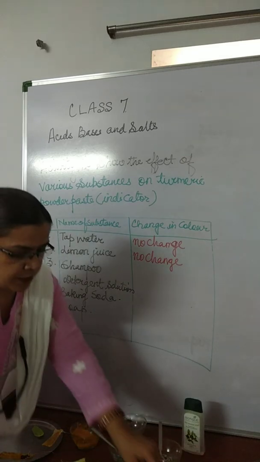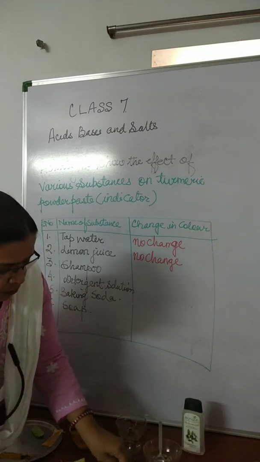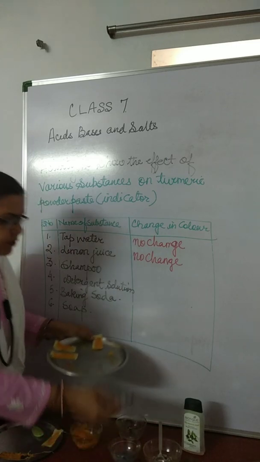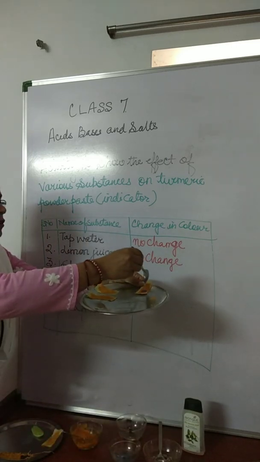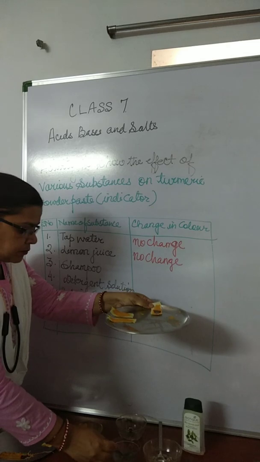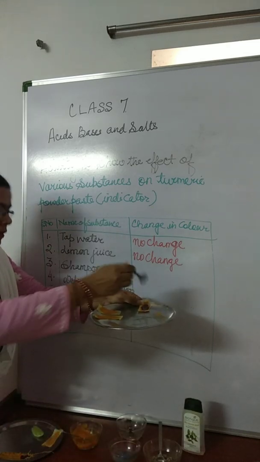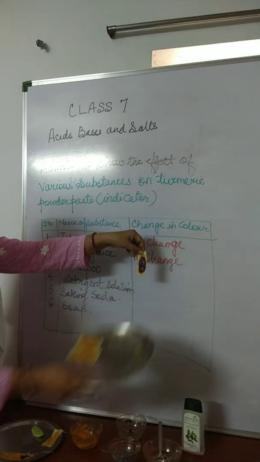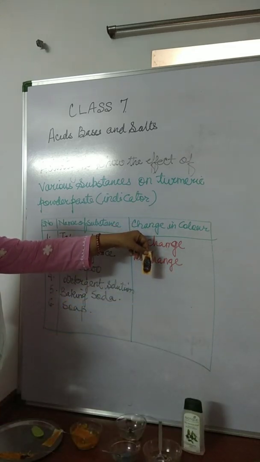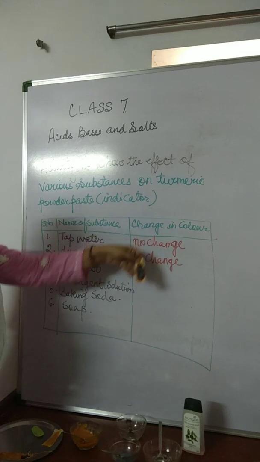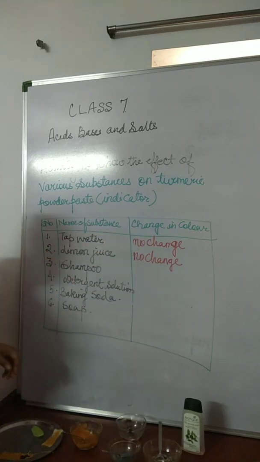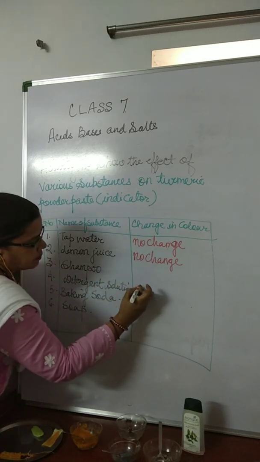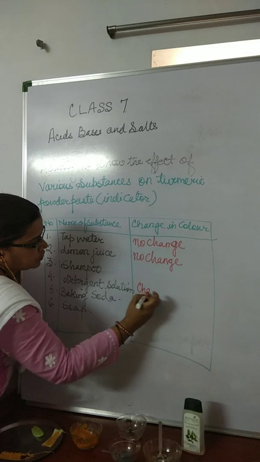Now let us find out the effect on the detergent solution. I have taken this detergent solution. I am going to add it to this strip. I have added this detergent solution and you can see that it is changing to red. This indicates that it is basic in nature.